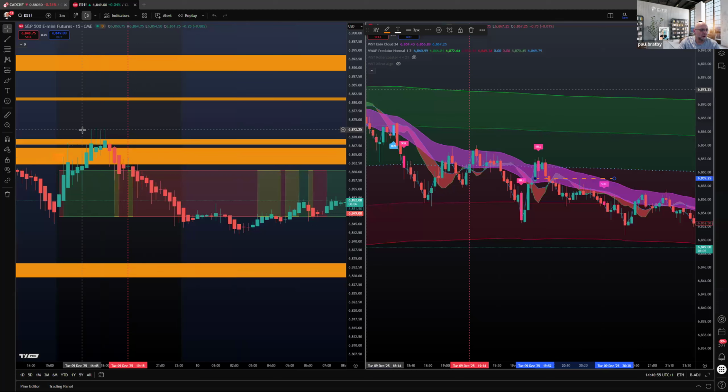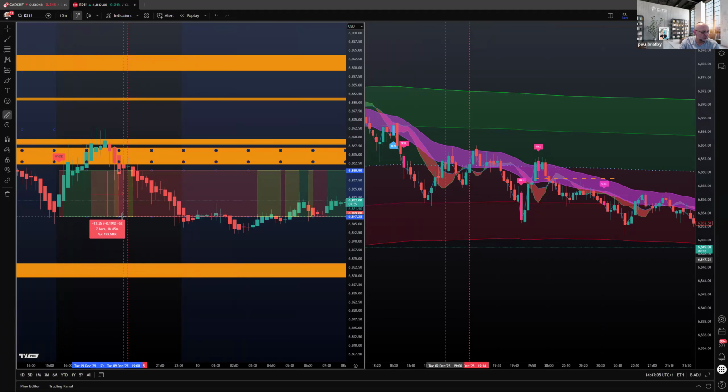Okay, we've had the opening range. We've hit all of that resistance. It's coming back down. This opening range is 50 odd ticks. That's worth a trade for me. Okay. Definitely worth a trade.